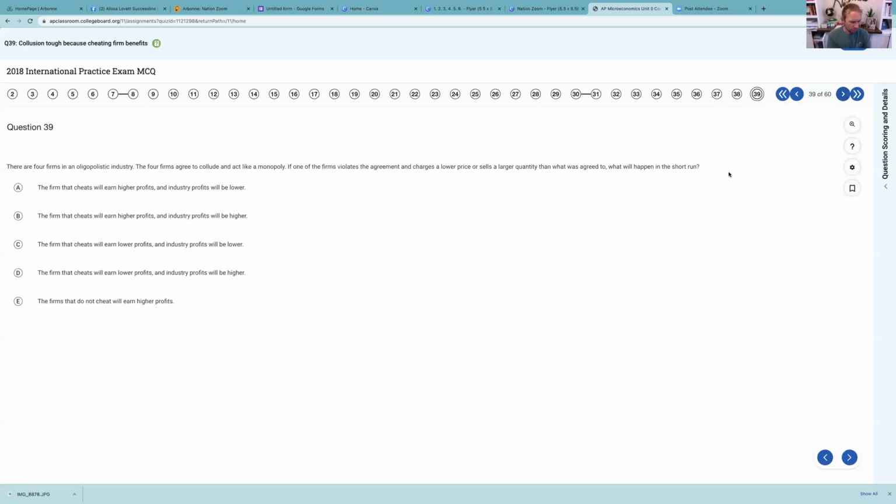39, there are 4 firms in an oligopolistic industry. The 4 firms agree to collude and act as a monopoly. If one of the firms violates the agreement and charges a lower price or sells a larger quantity than what was agreed on, what's going to happen in the short run? So the only way an oligopoly can collude is if there's a way to punish the cheaters.